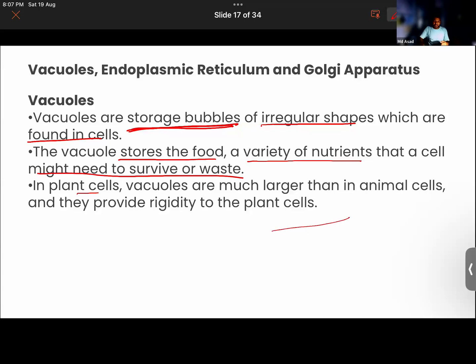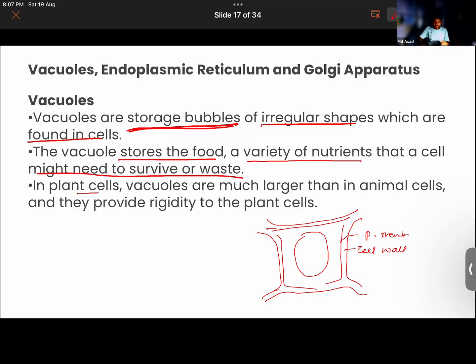So if you were to look at a plant cell here, let's say this is a plant cell having cell wall and plasma membrane both. In this, the vacuole will be larger. This is the vacuole over here, and the nucleus will be somewhere in the corner. So in plant cells, you will see the vacuole size is larger. Hence, it provides rigidity to them.